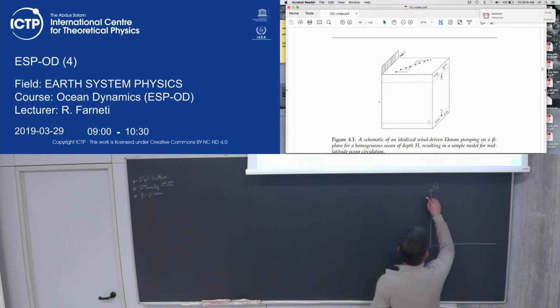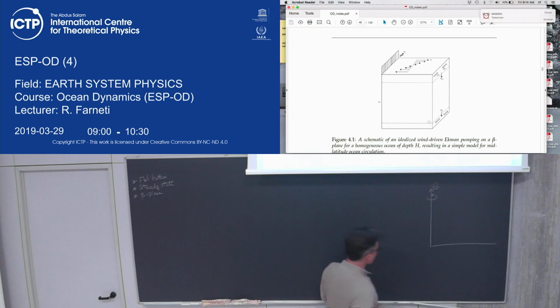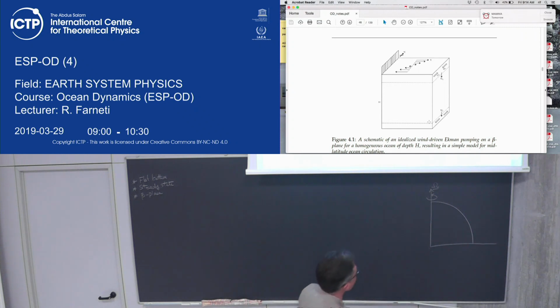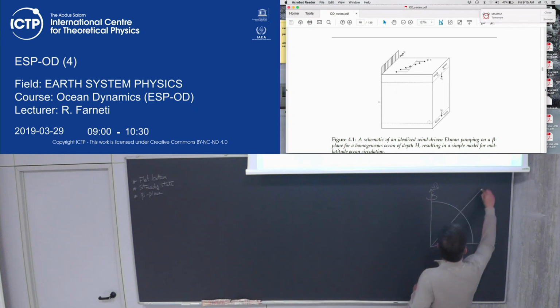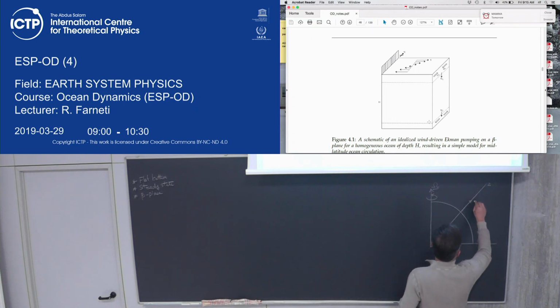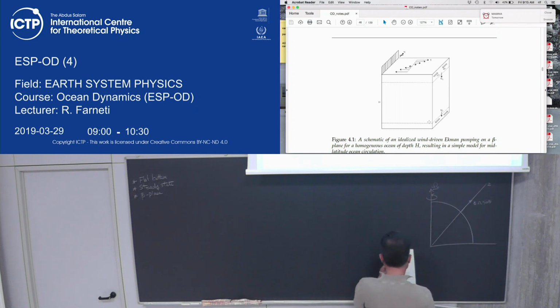So we'll start with the reference system that we have. This is our Earth, with the rotation omega. This is what we're going to call Z. Here we have k omega sine of theta. This is theta naught.